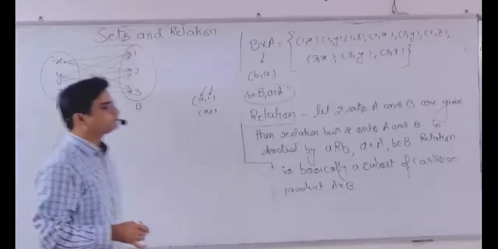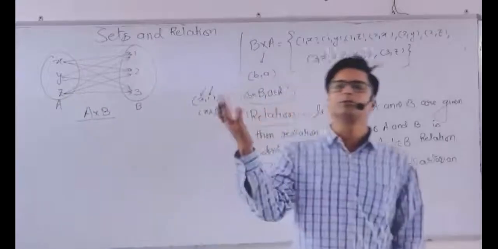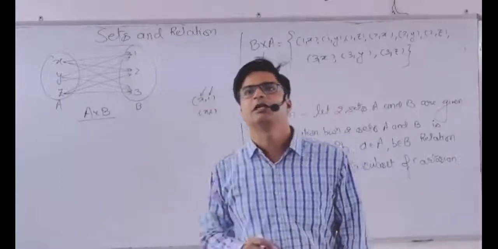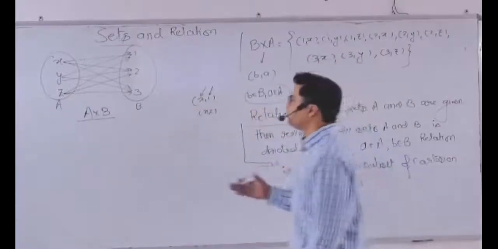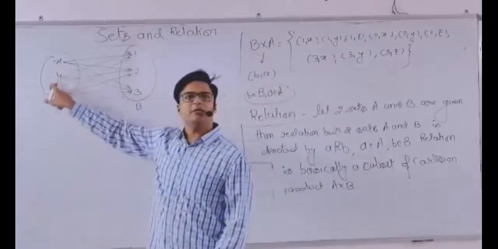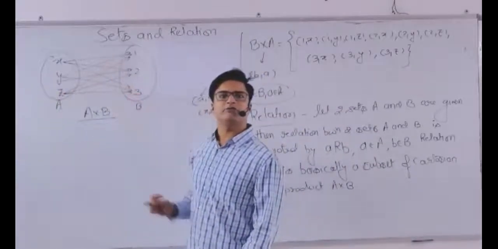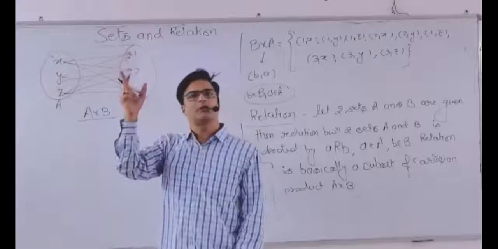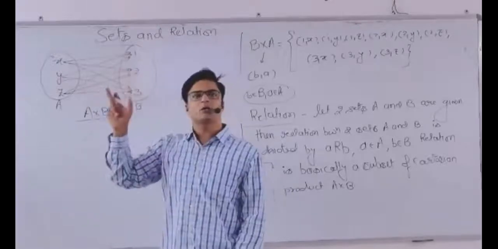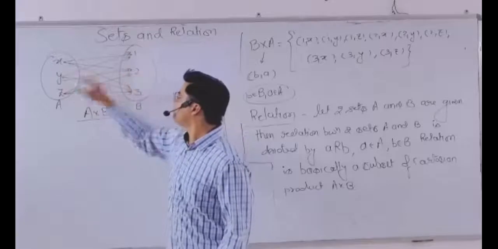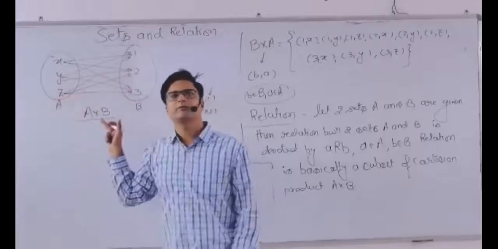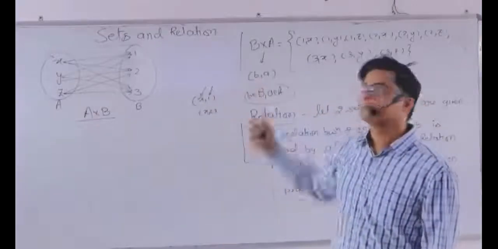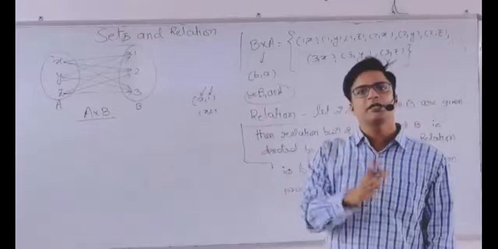Yes or no? In Cartesian product, all possible ordered pairs are taken as elements of the set. Here each and every element of set A is connected to each and every element of set B. So all ordered pairs are covered. X connected to 1, that means X comma 1. X connected to 2, that means X comma 2, X comma 3, Y comma 1, Y comma 2, Y comma 3, Z1, Z2, Z3. So this diagram is depicting our Cartesian product of set A and set B.